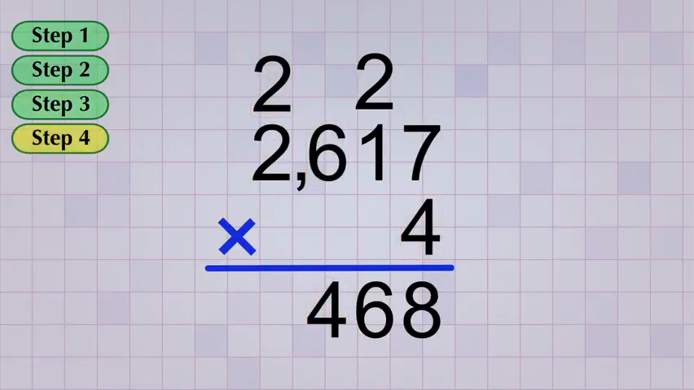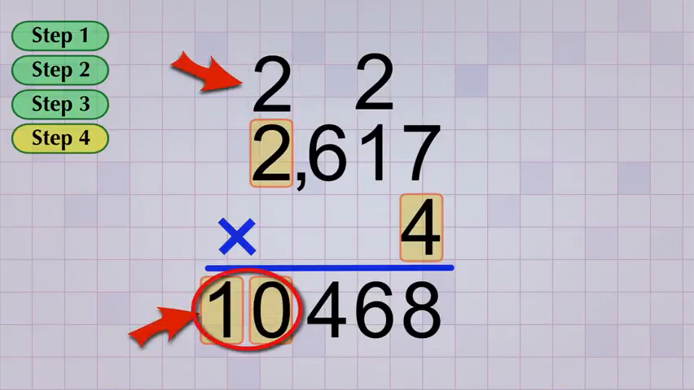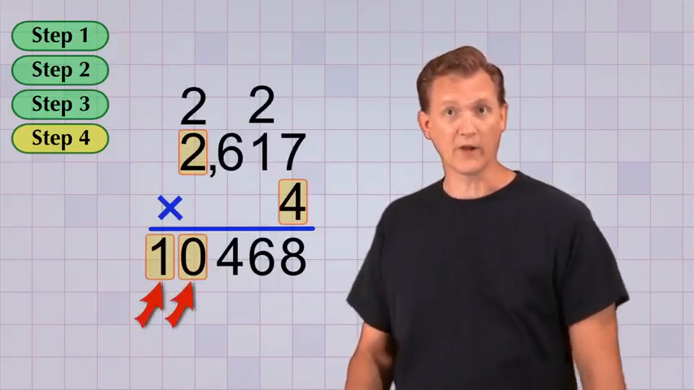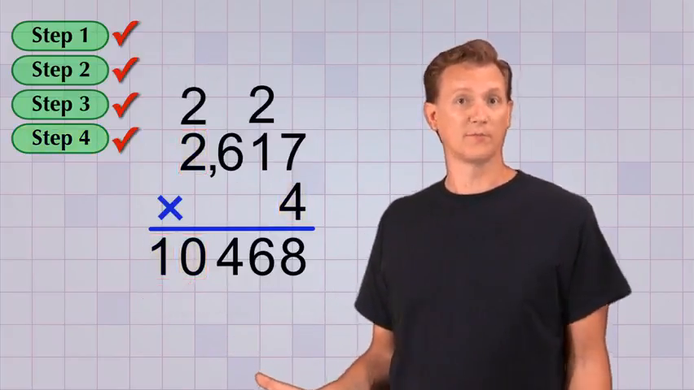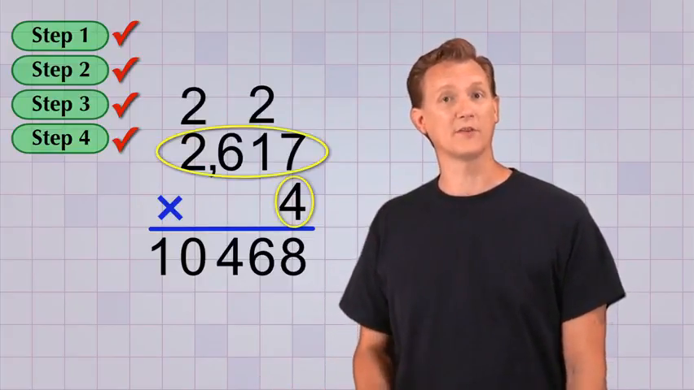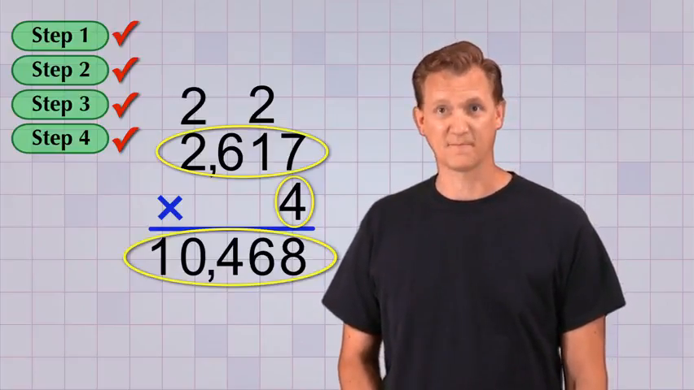Now it's time for the fourth and last step. We multiply 4 times 2, which is 8, but then we need to add the digit we carried, which is a 2. So 8 plus 2 gives us 10, and that can go down in our answer line. And even though it's a 2-digit number, we don't have to carry because we're all done with our multiplication steps, and we have our final answer. 4 times 2,617 equals 10,468.